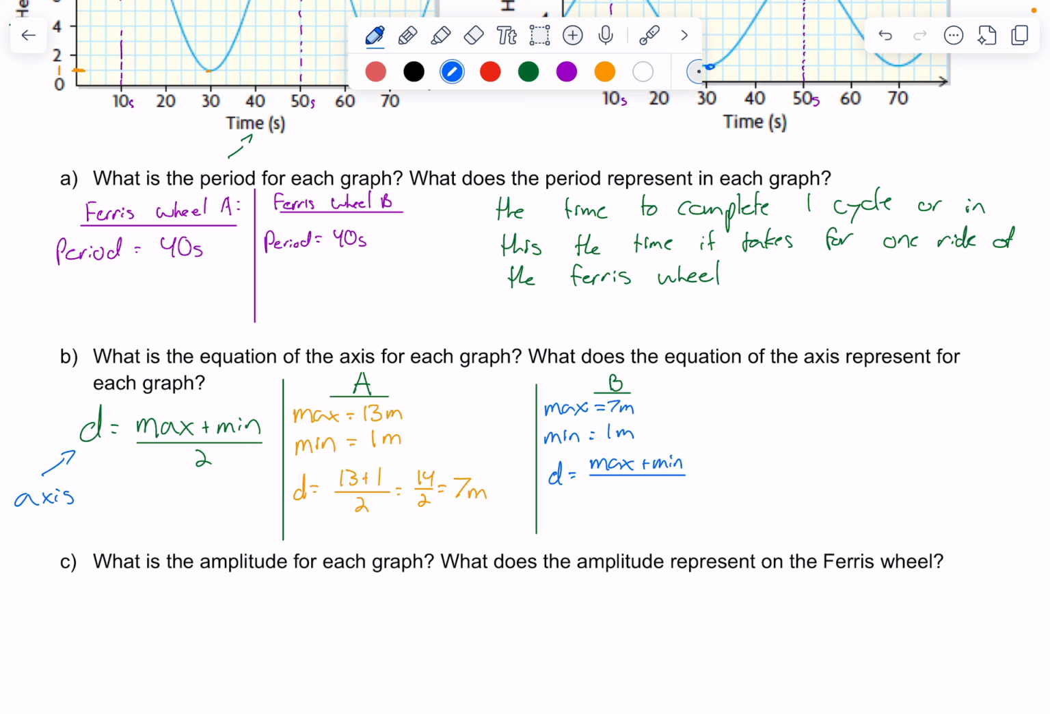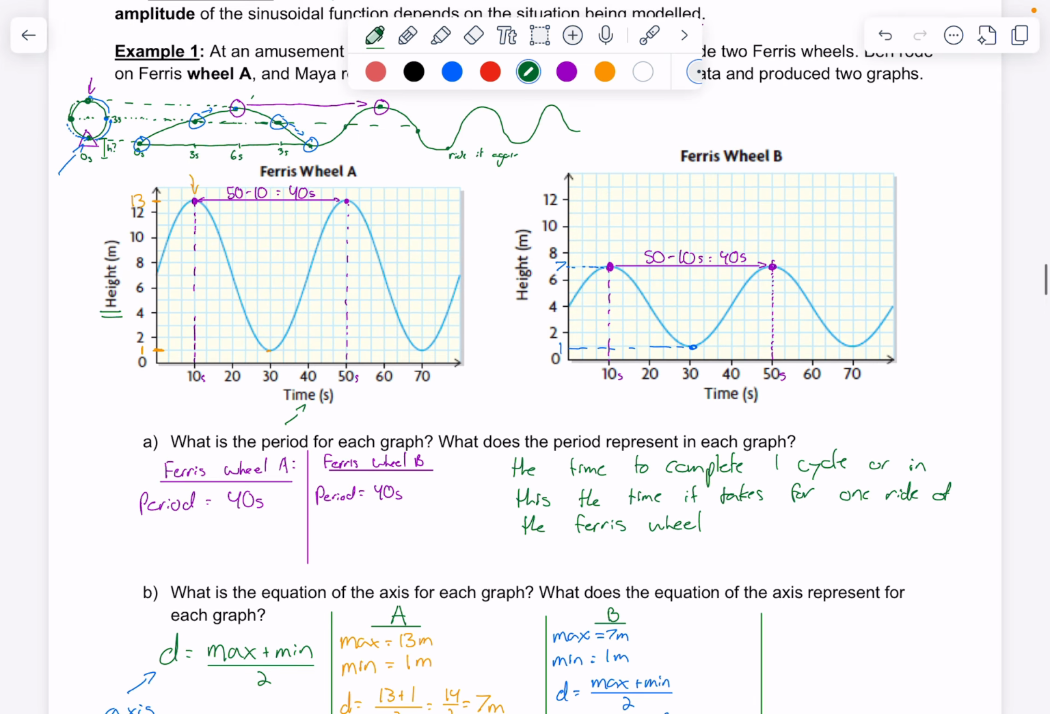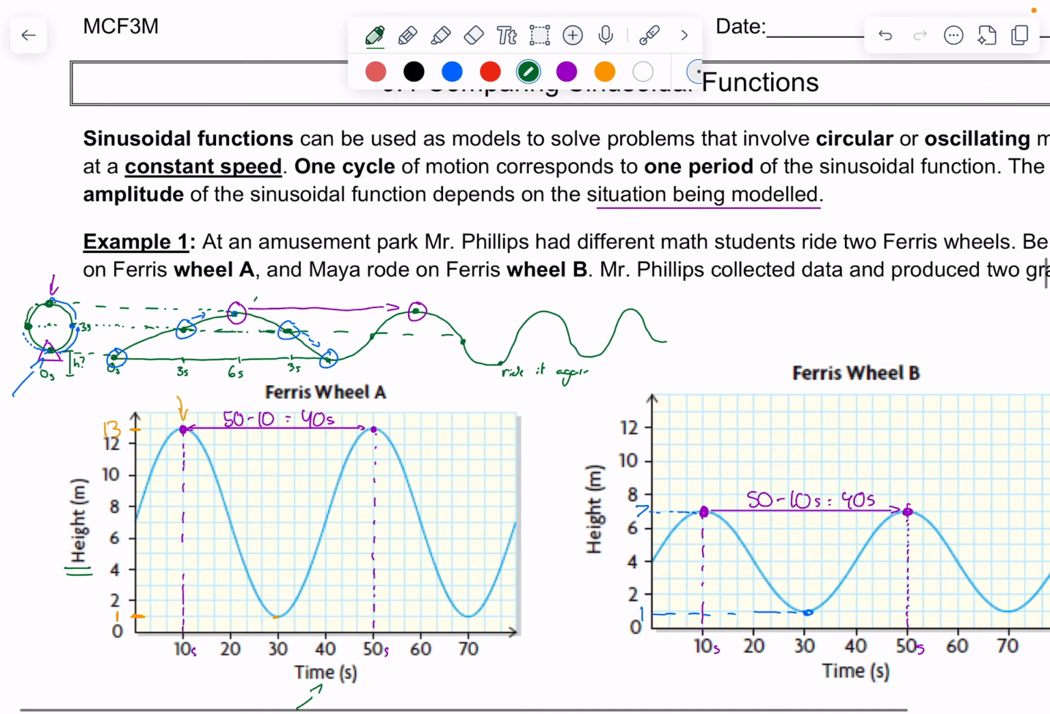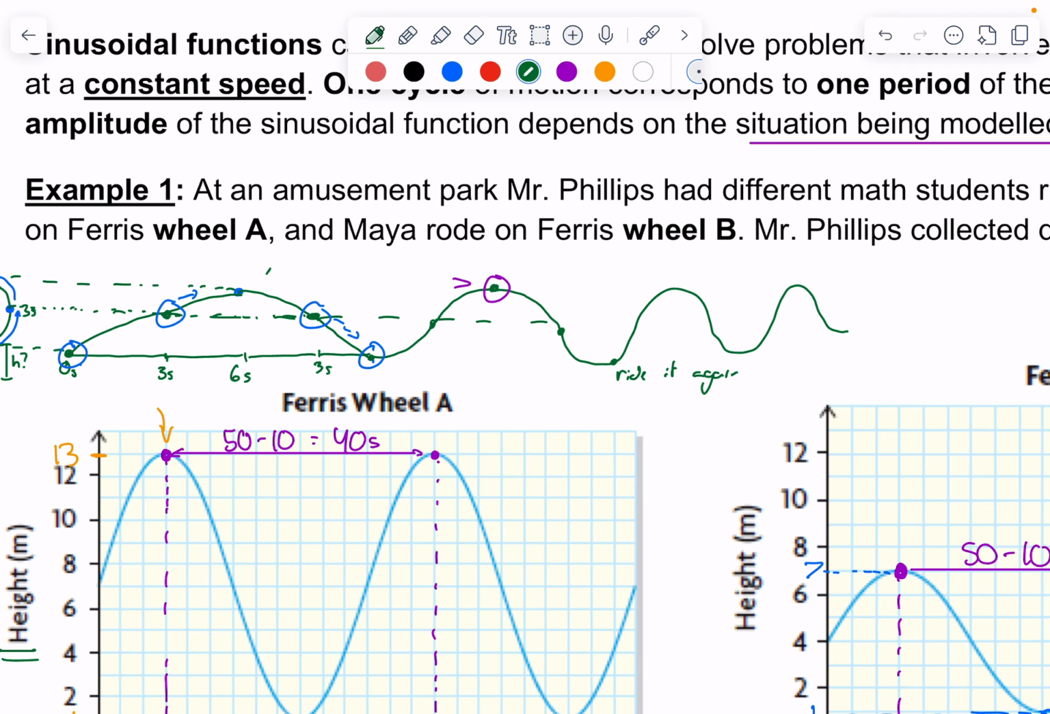Divide that by 2. So that's 7 plus 1 divided by 2, giving you 8 over 2, or 4 meters. Okay, so let's go back up to my very poorly drawn picture at the very top here. Let me get rid of all these circles, because that just makes it look messy and harder to see.